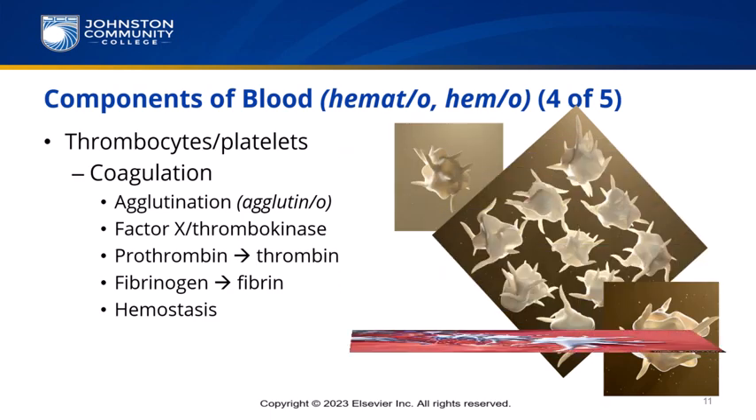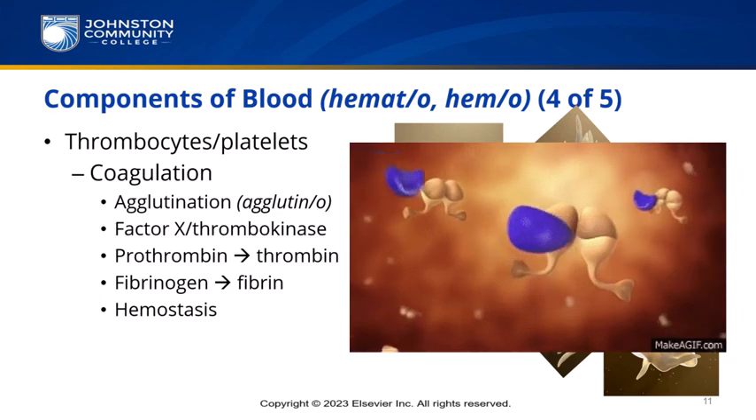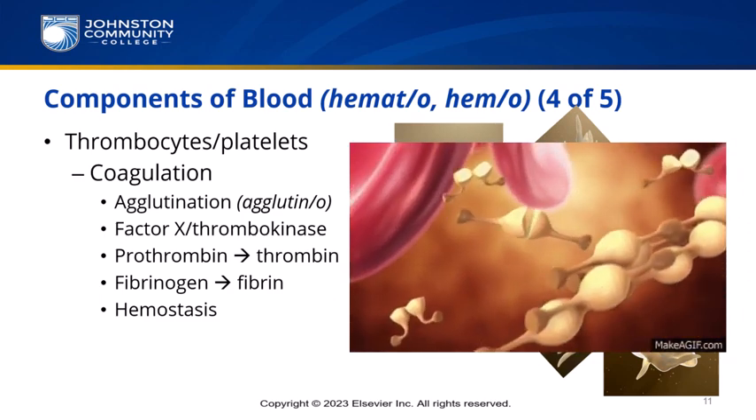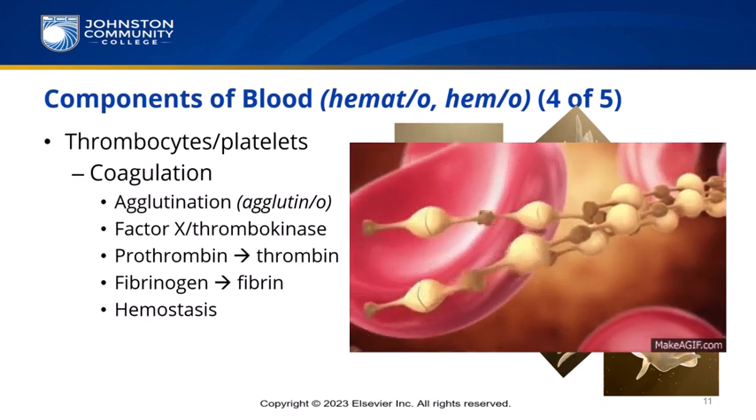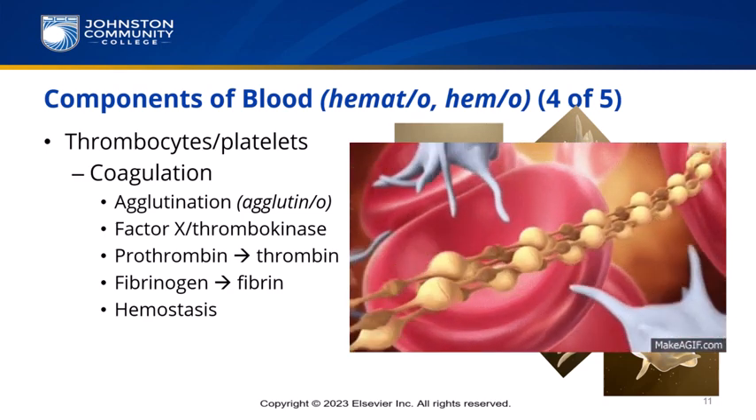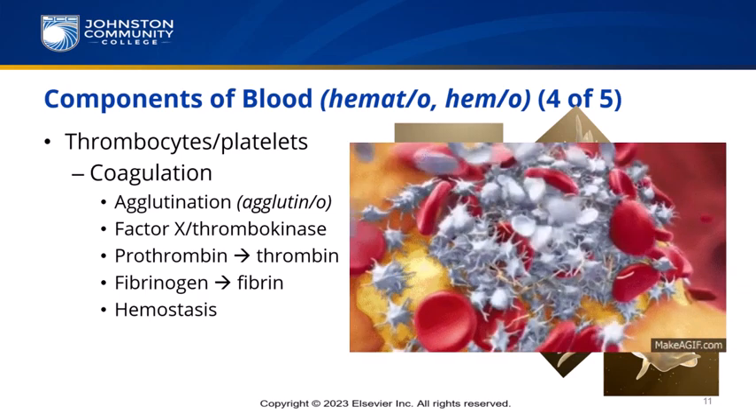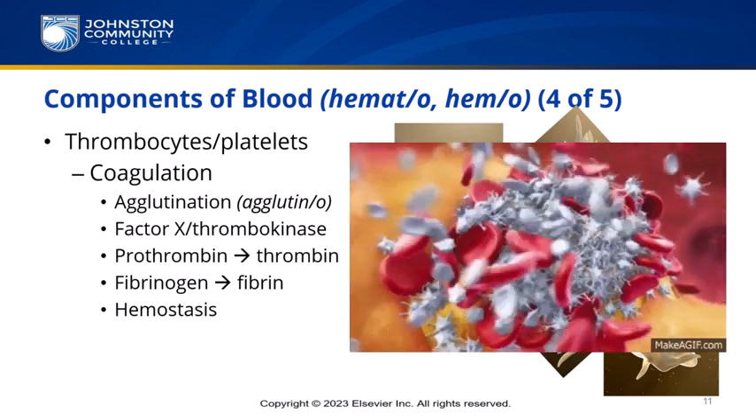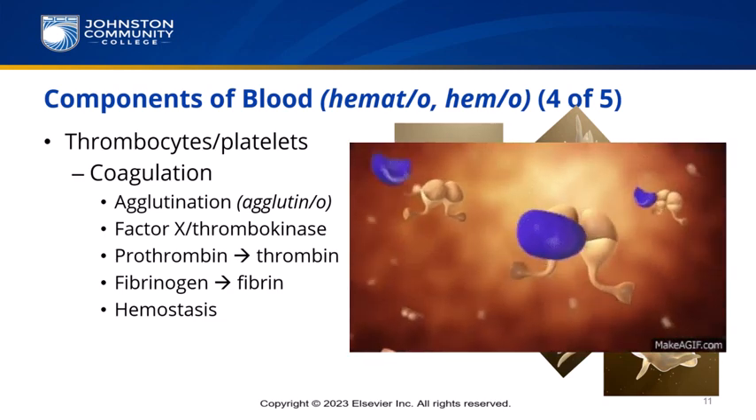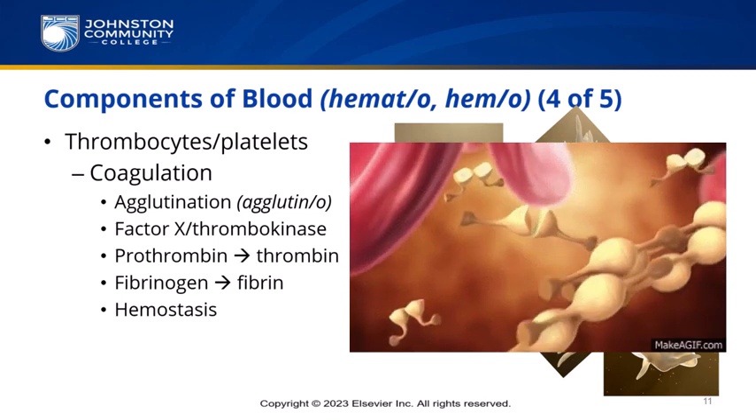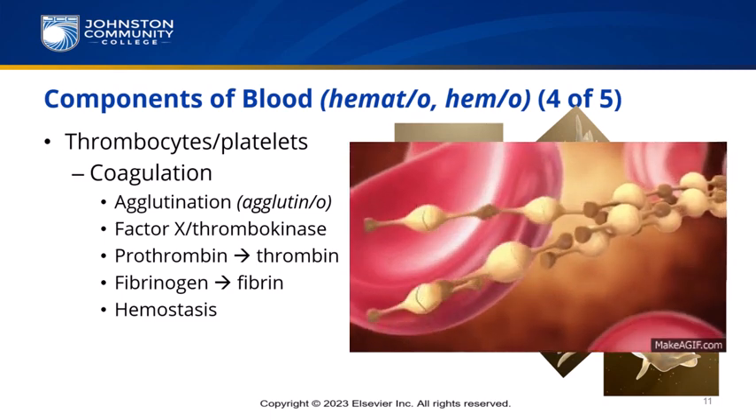The cells release a substance called factor X, formerly called thrombokinase, which in the presence of calcium reacts with the blood protein to make prothrombin. Prothrombin then forms thrombin. Thrombin converts another blood protein called fibrinogen. Fibrinogen is then converted to fibrin, which eventually forms a mesh-like fibrin clot.